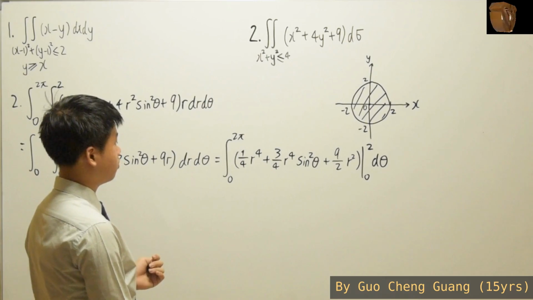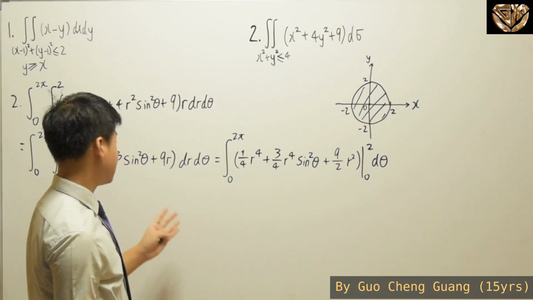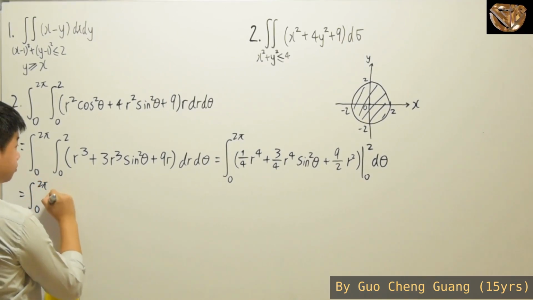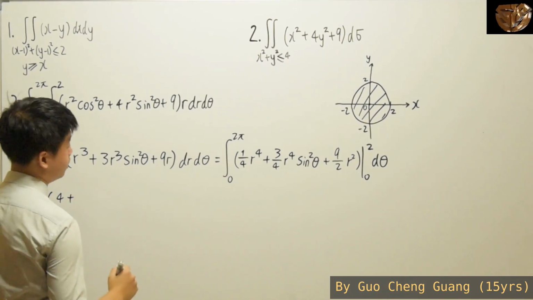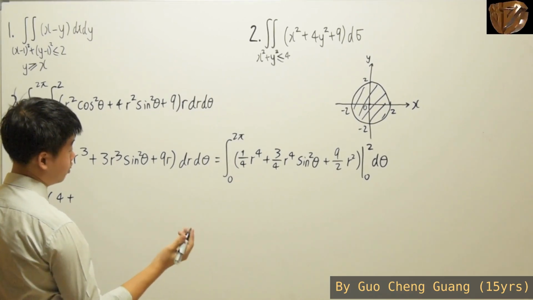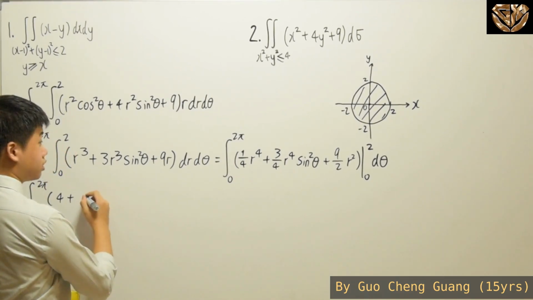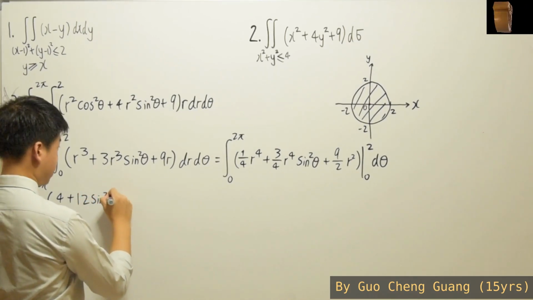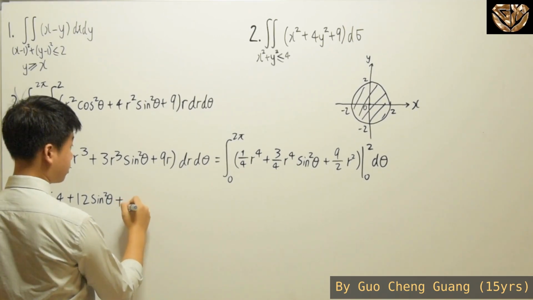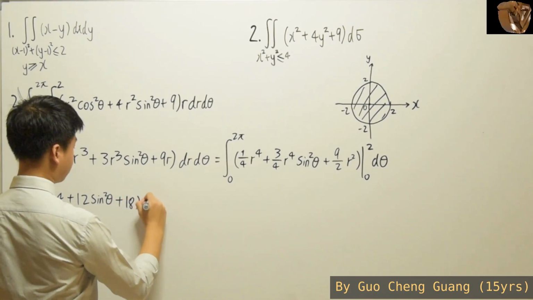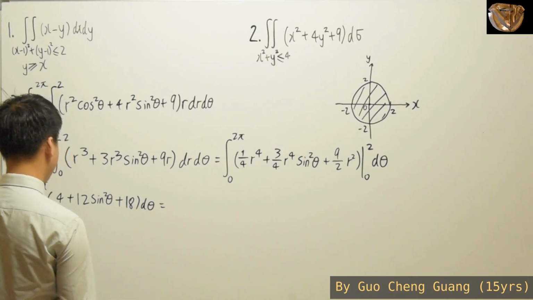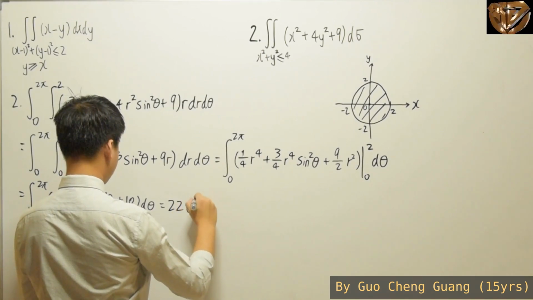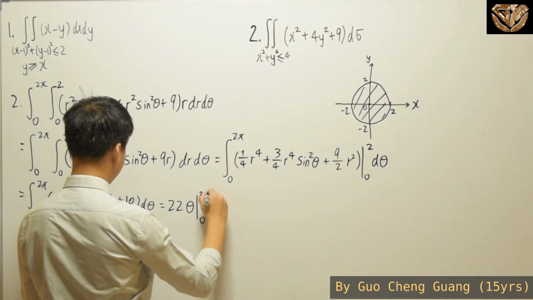Alright? So, now that we know this, of course, d theta. Now that we know this, we can substitute in the boundaries. Integrate from 0 to 2 pi. 4 plus, since when substituting in 0, everything is just going to be 0. So, plus 12 sine squared theta plus 18. Alright, so that means it's just going to be 22. So 22 theta, substitute in 0 and 2 pi.